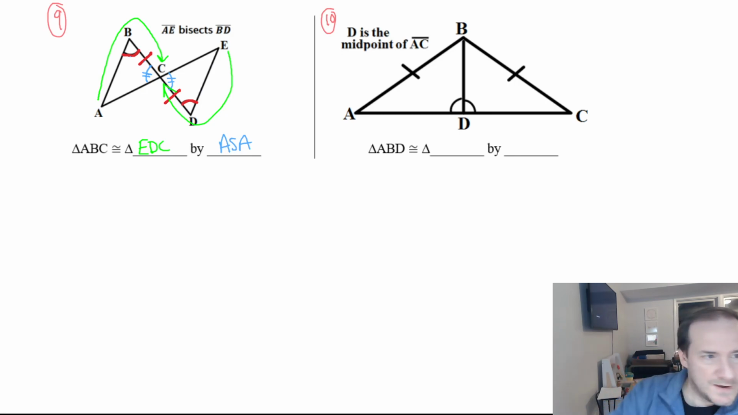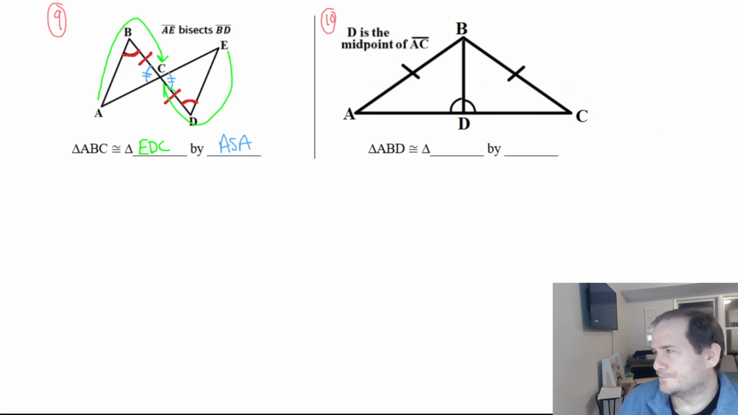Okay. So we've got one last triangle. And in this triangle, they're showing us that these sides are congruent. They're showing us that these angles are congruent. And then they've got one more piece of info. It says D is the midpoint of AC, which we've seen before. If D is the midpoint of AC, then I can label these 2 parts as congruent.